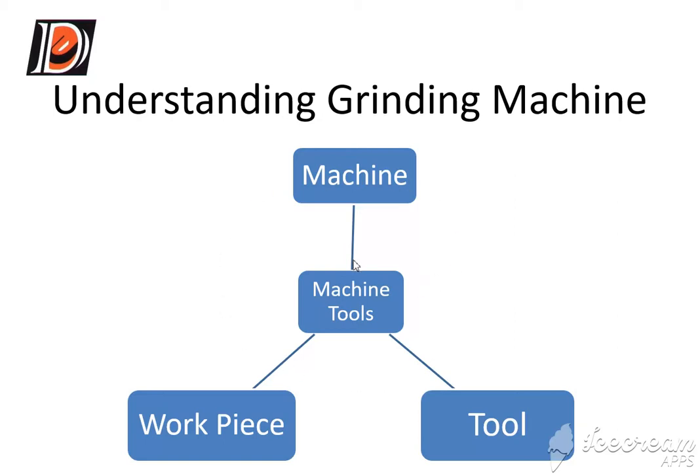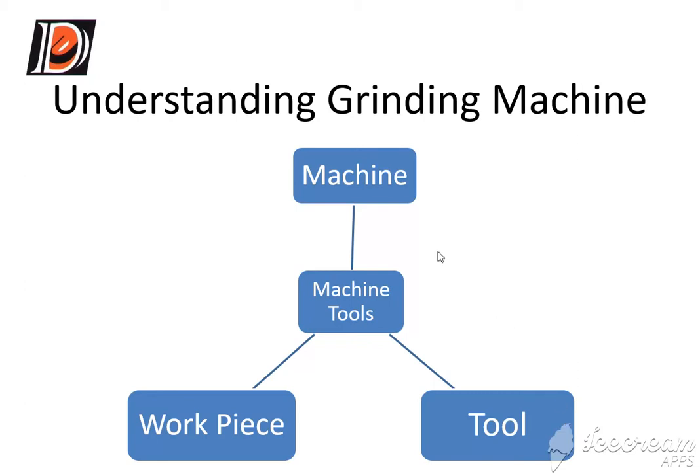So for every machine tool there are three things which are correlated in such a way that we can understand all the machine tools with the same reference. Like the lathe is the machine in which a workpiece is rotating and the tool is stationary, a single point cutting tool. In the same way, the milling machine is one type of machine tool in which the workpiece is stationary and the tool is rotating, which is a multi-point cutting tool.